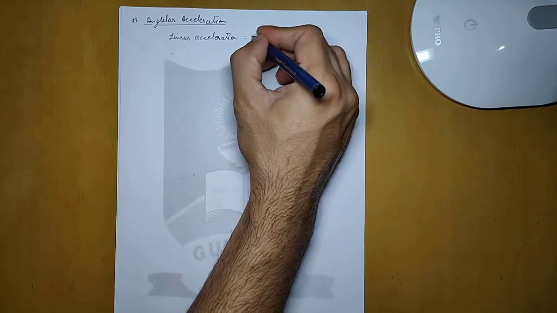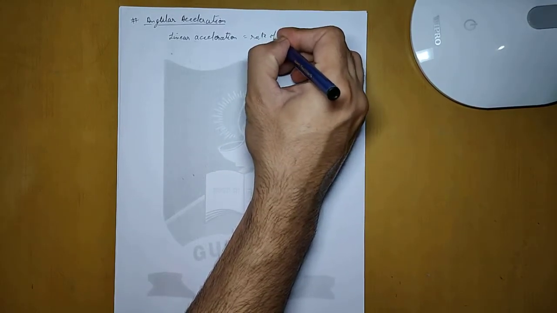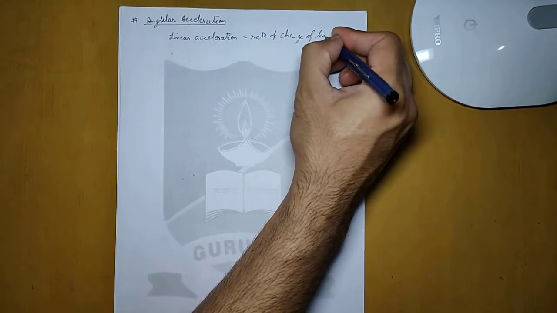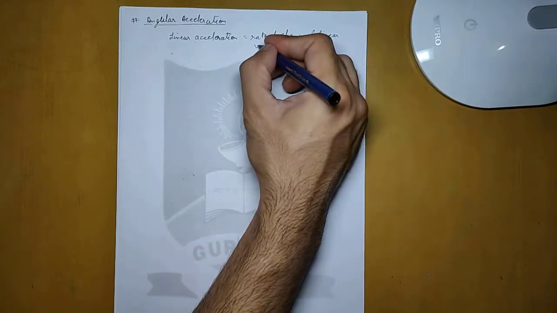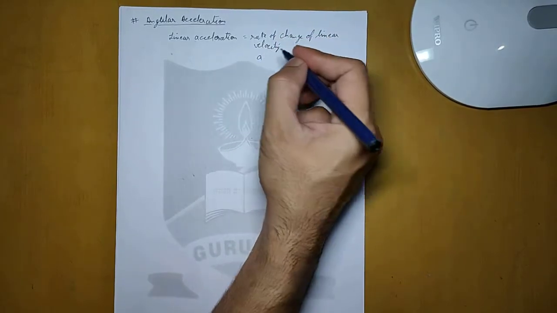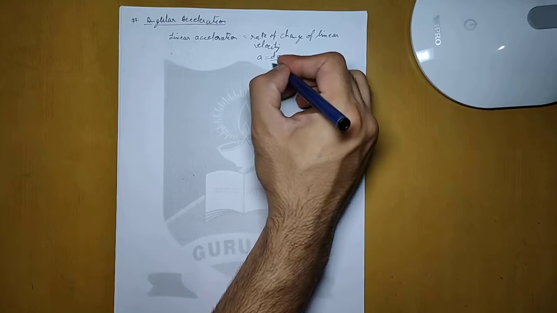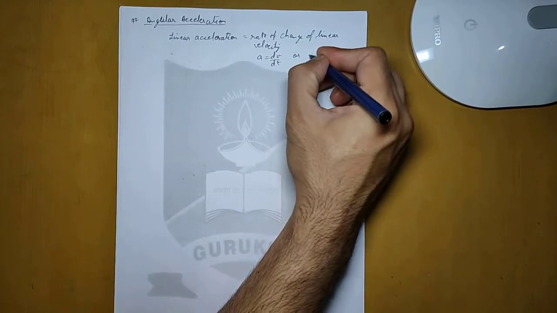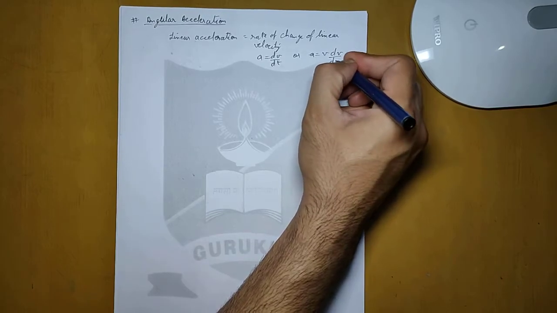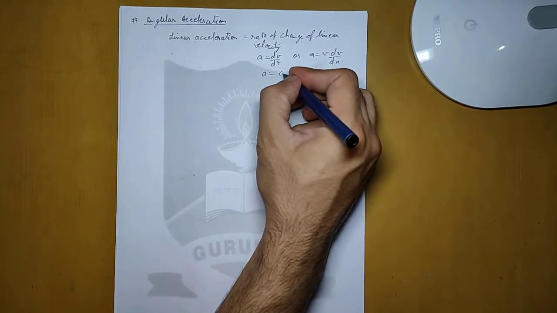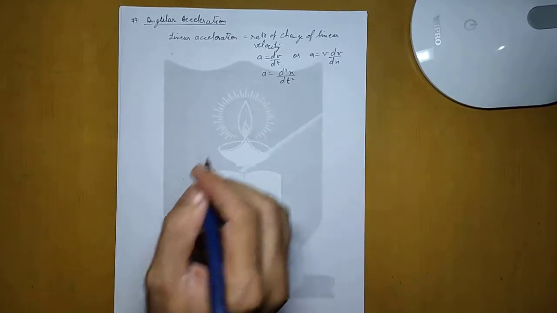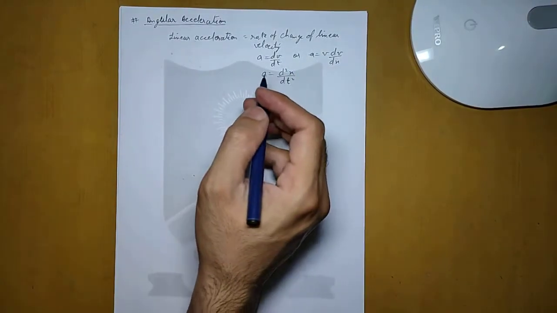And linear acceleration is the rate of change of linear velocity, that is v. We denoted it with a, and it is dv by dt, or we also studied another form, v dv by dx, or it can also be given as the double differentiation of x with respect to time. So this is the linear acceleration.